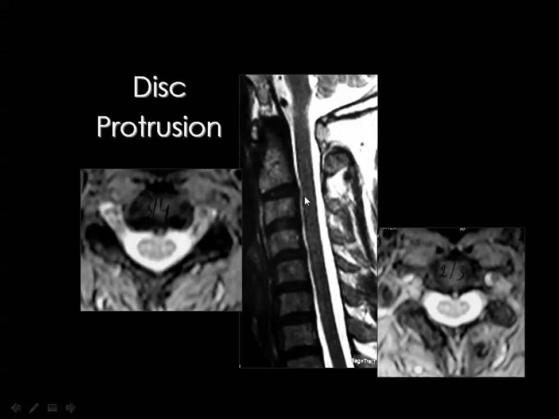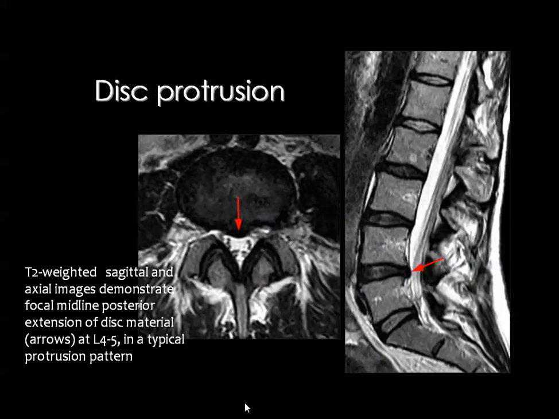Then look at this disc at C2-3 and C3-4. There is minimal extension inside the spinal canal, and in the axial image you can see. Actually, with time you don't need to measure the disc, but you can appreciate if this is protrusion or herniation. Then disc protrusion is a focal lesion that usually does not exceed 2 millimeters in height.